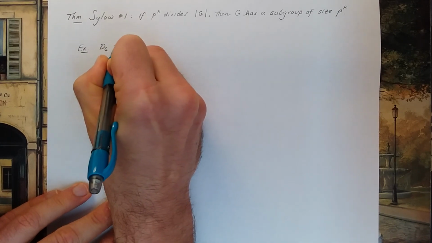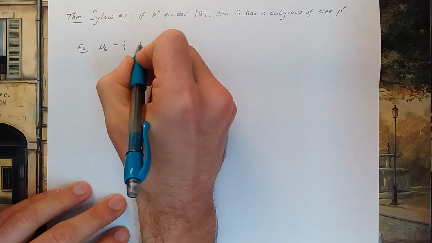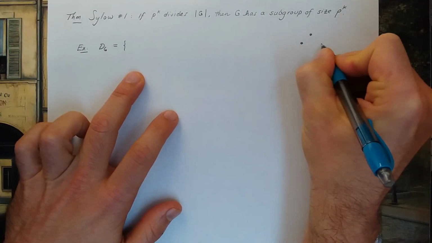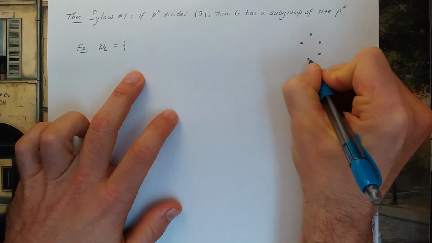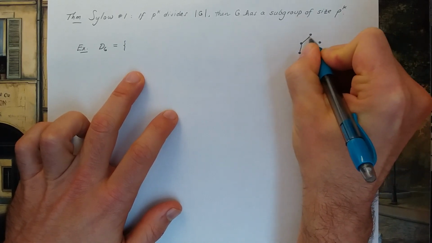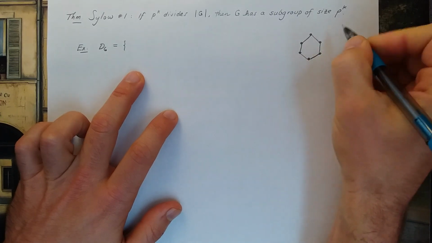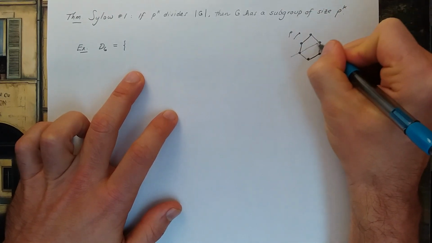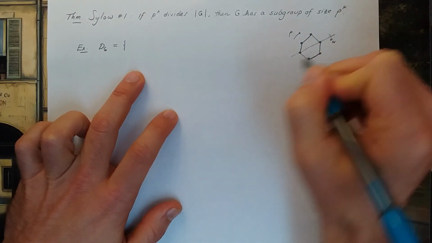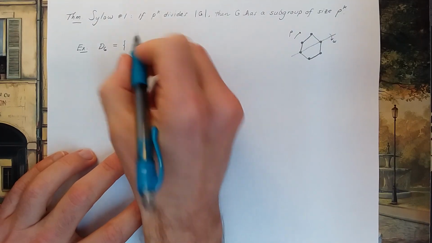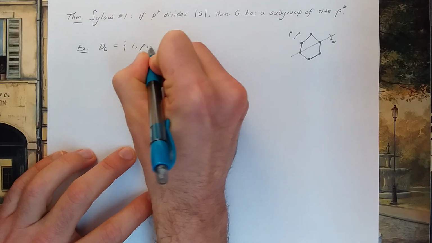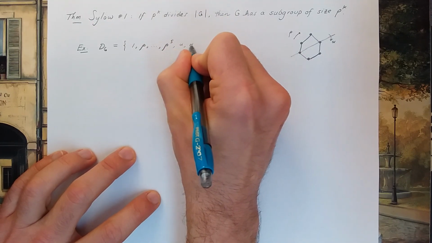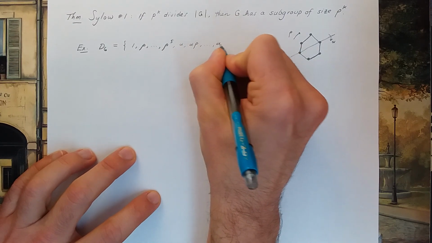Let's consider D6. D6 is the group of rotations and reflections of a regular hexagon. So here's a hexagon. We'll let rho denote the clockwise rotation, and we'll let alpha denote reflection about an axis. So D6 is the group containing 1, rho, rho to the 5th, alpha, alpha rho, up to alpha rho to the 5th.